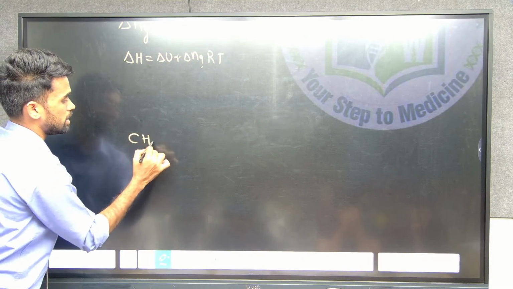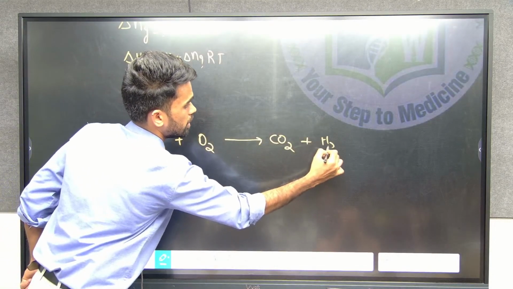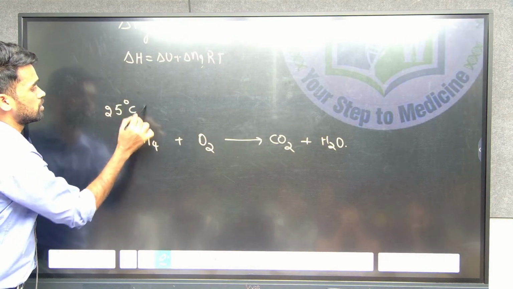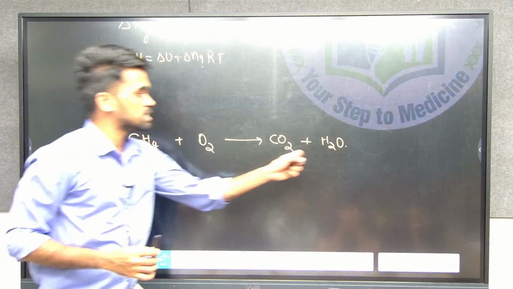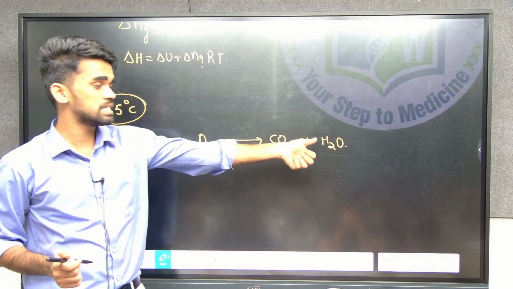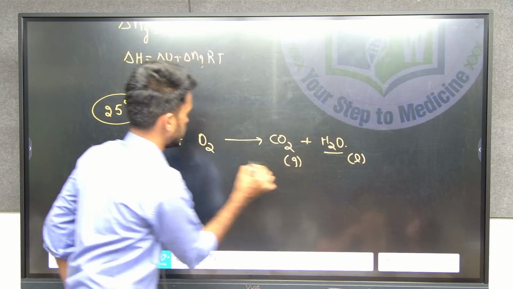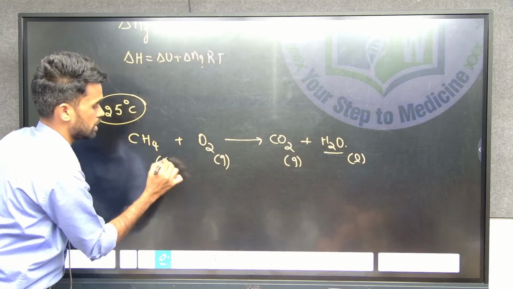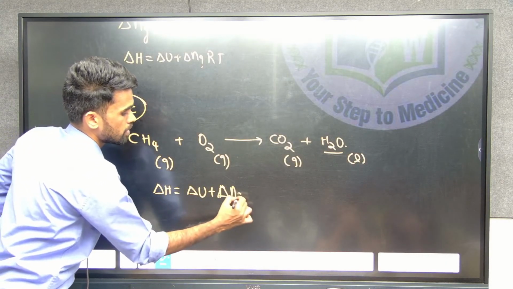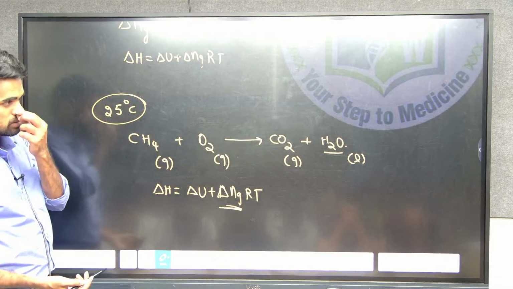I am giving you methane. Combustion of methane produces what? CO2 plus H2O. If this reaction is mentioned at 25 degrees Celsius, what is the physical state of water? At 25 degrees Celsius, the physical state of water will be liquid. So water should be liquid, and this one gas, this one gas. Now delta H equals delta U plus delta Ng RT. So now find delta Ng for this. Balance the equation first.